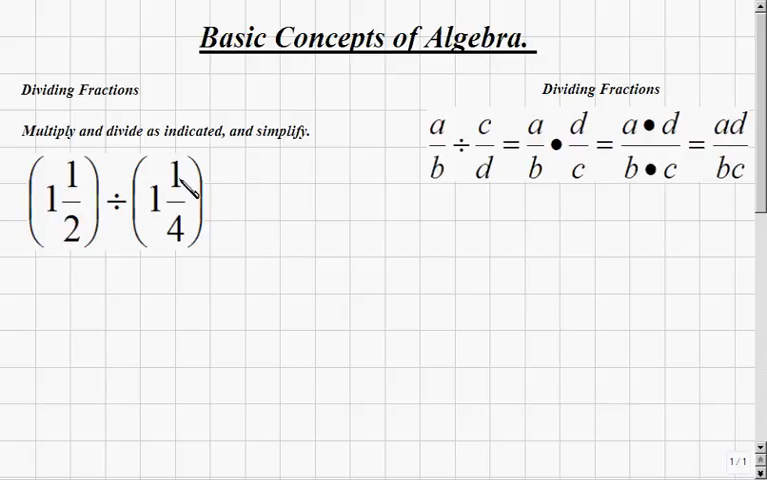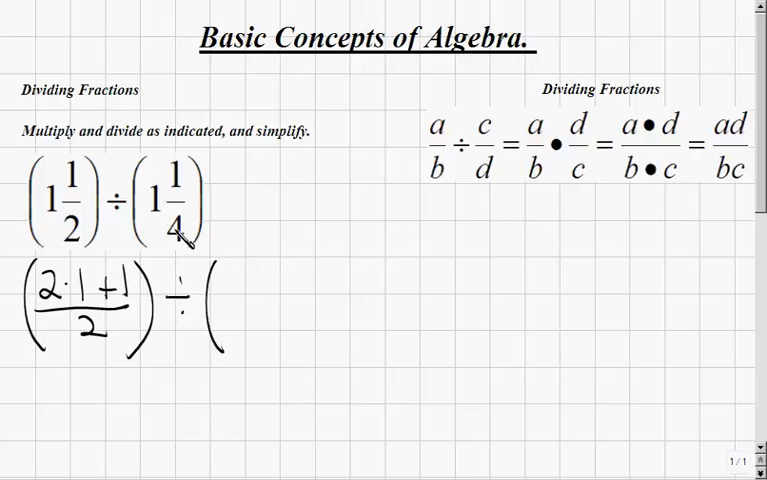Now, to convert each of these mixed numbers to improper fractions, we'll multiply the denominator by the whole part and then add that to the numerator and write that over the denominator. In other words, (2 times 1 plus 1) over 2, divided by (4 times 1 plus 1) over 4.